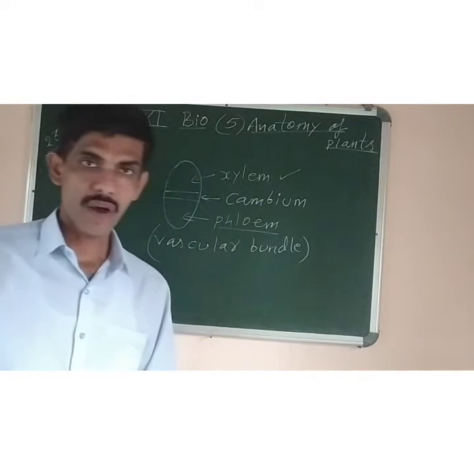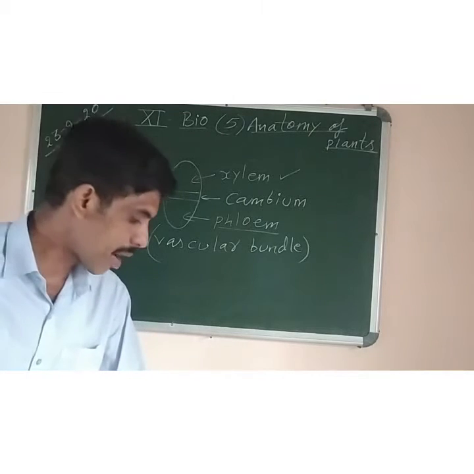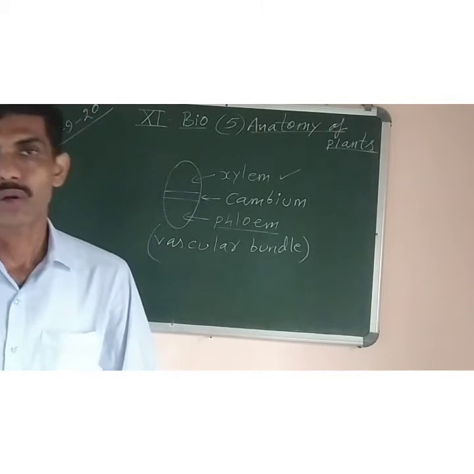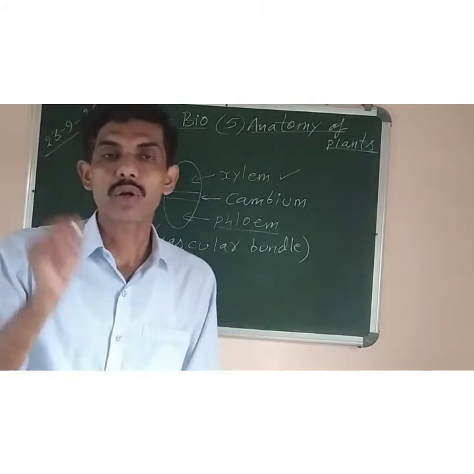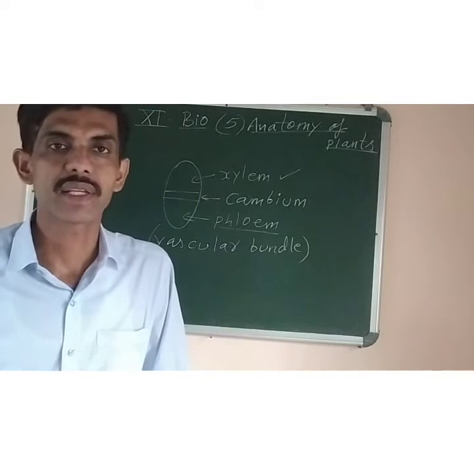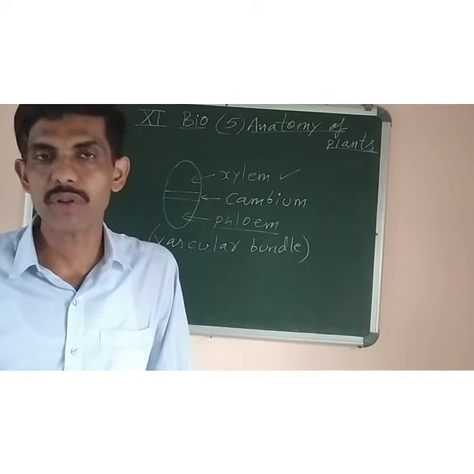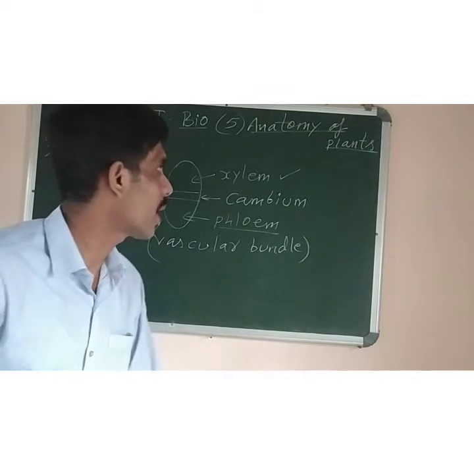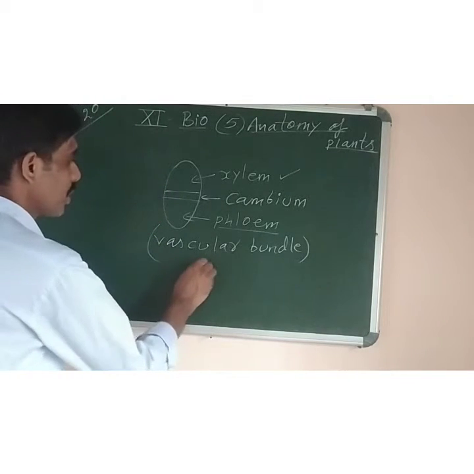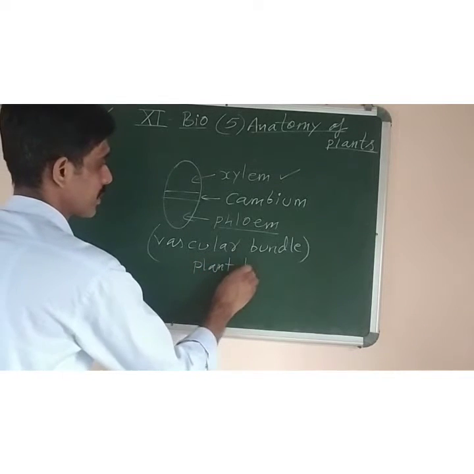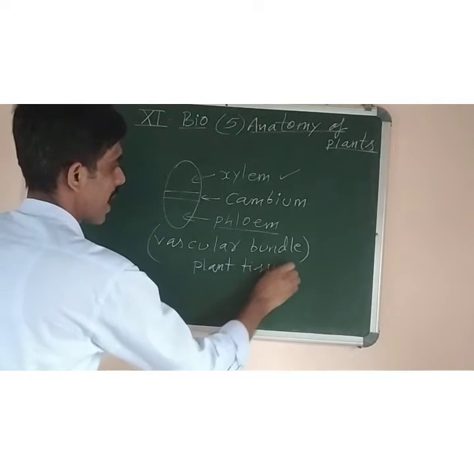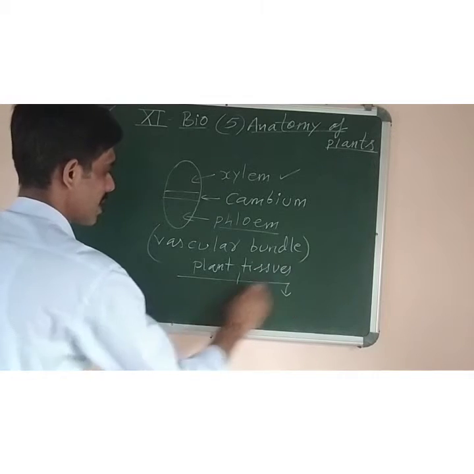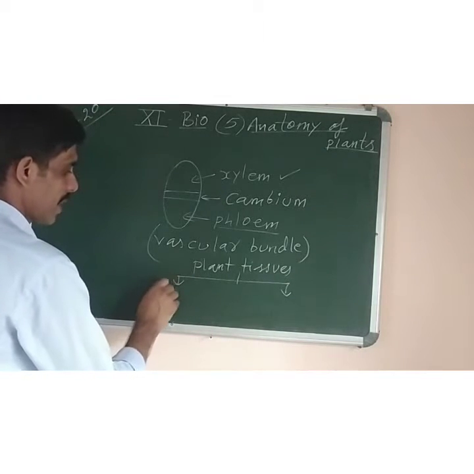In anatomy of flowering plants, we studied about the tissue. You know the definition of tissue is a group of cells that perform a particular function. Plant tissues are generally of two types. What are they? Meristematic tissue and permanent tissue. The two types of plant tissues are meristematic and permanent.